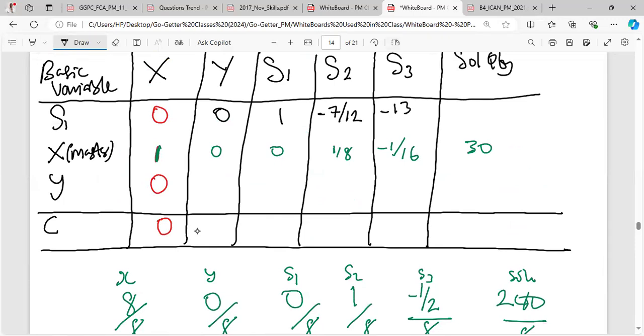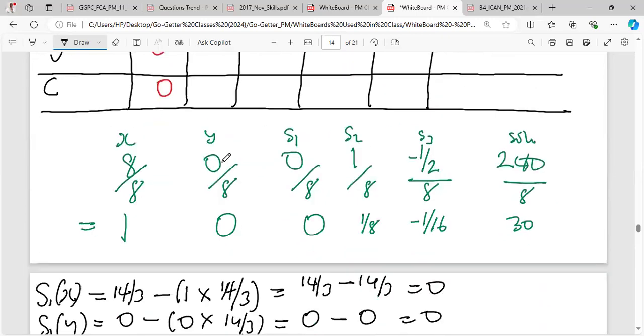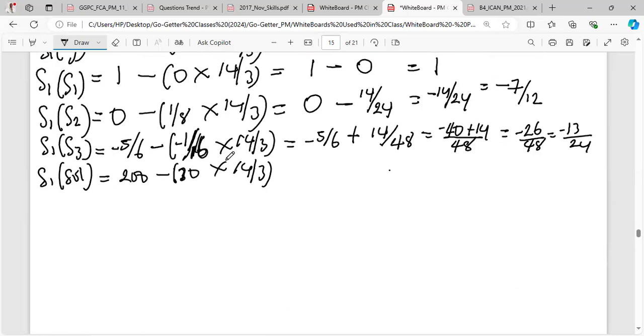Minus 13 over 24. Okay, then you come here and you have 200 minus times plus is minus 3 times 14, 30 times 14, or I'll do it this way. 3 cancel here 1, 3 cancel 30 is 10, right? So 10 times 14, that's how it's going to be.